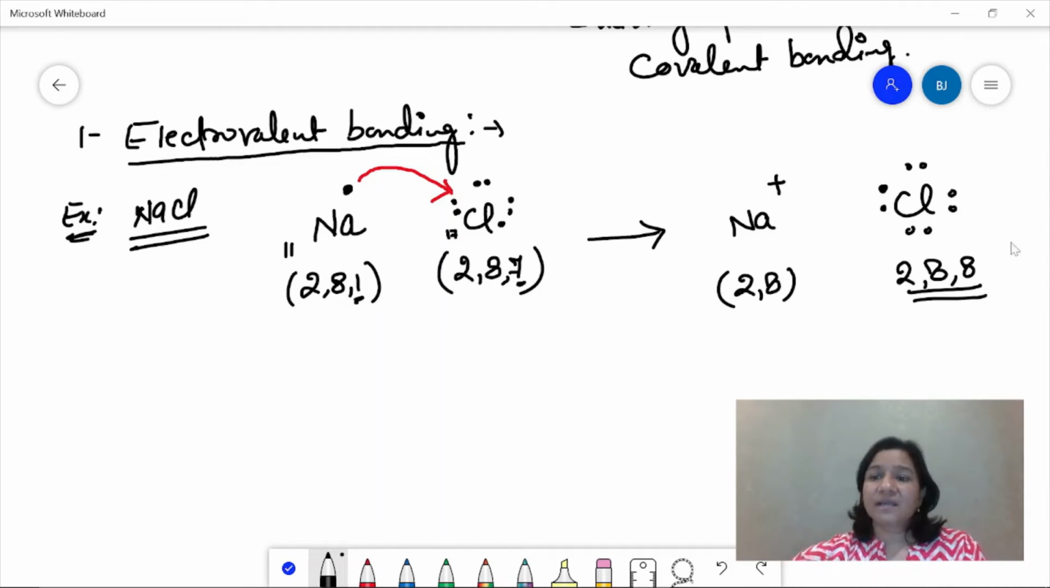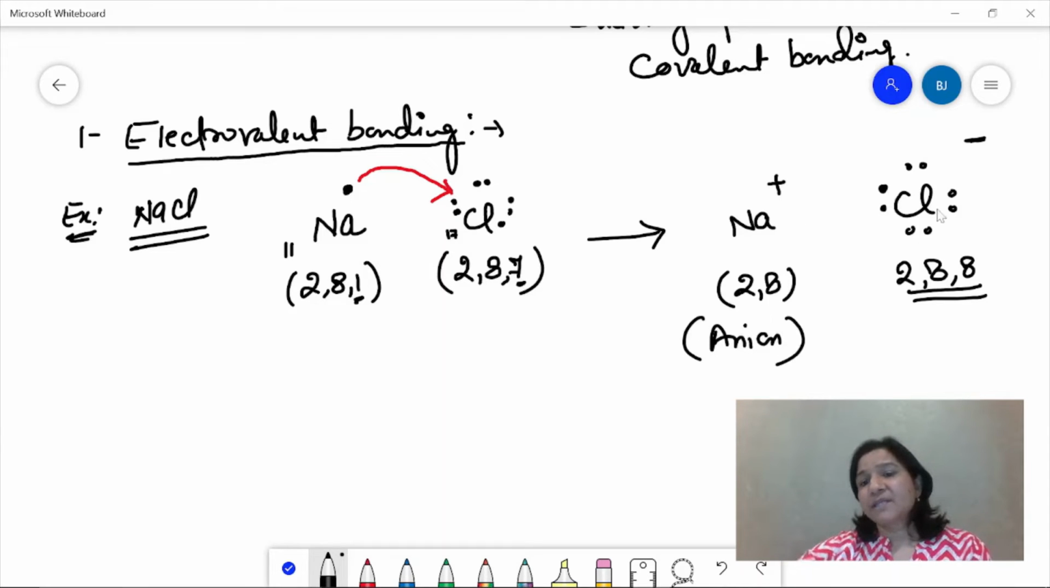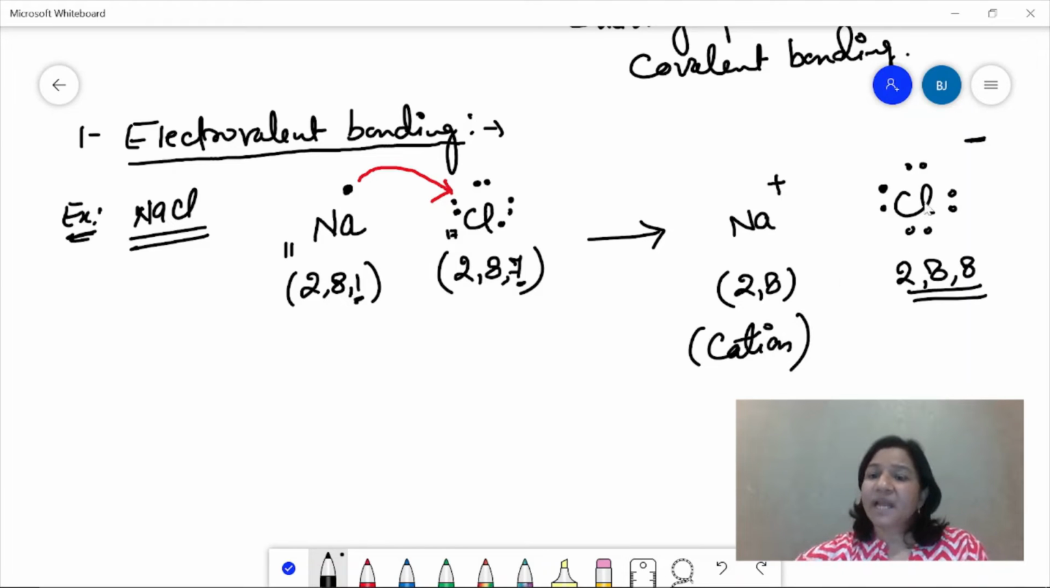So you can see that loss of electron is happening in sodium, right? That is why sodium acquires a positive charge and is converted into a cation, a positively charged ion, whereas chlorine gains one electron and is converted into a negatively charged ion, an anion, right?